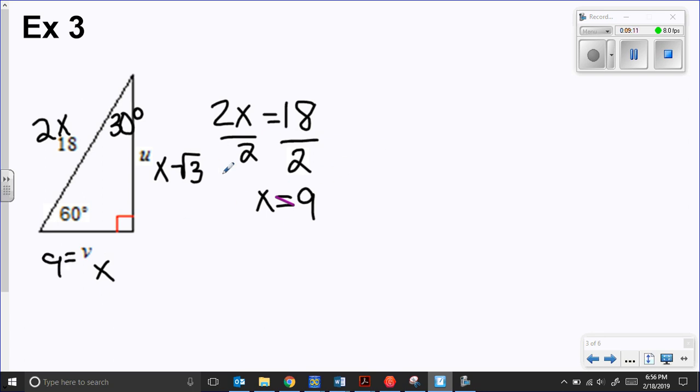Okay. And so now we need to go and find u, which means now that we have x, because remember we always want to try to find x first. So now we know we have x times the square root of 3, and then we just plug in 9 for x, so that's 9 times the square root of 3. So now we know that u is equal to 9 times the square root of 3. So now we have the length of all three sides. We have the hypotenuse, which is 18, which was given, and then we have the short leg, which is 9, and then the long leg, which is 9 times the square root of 3.